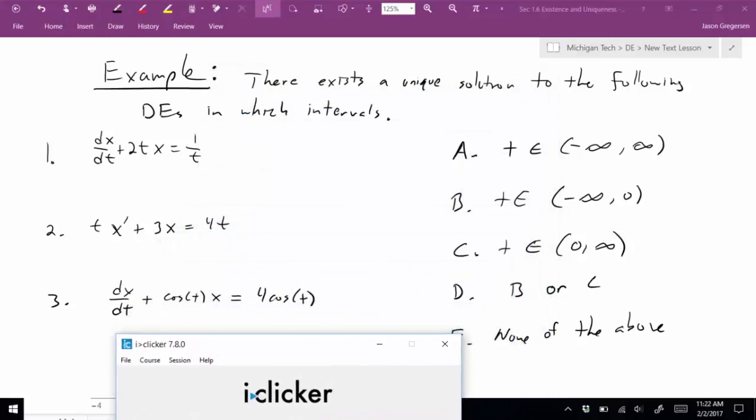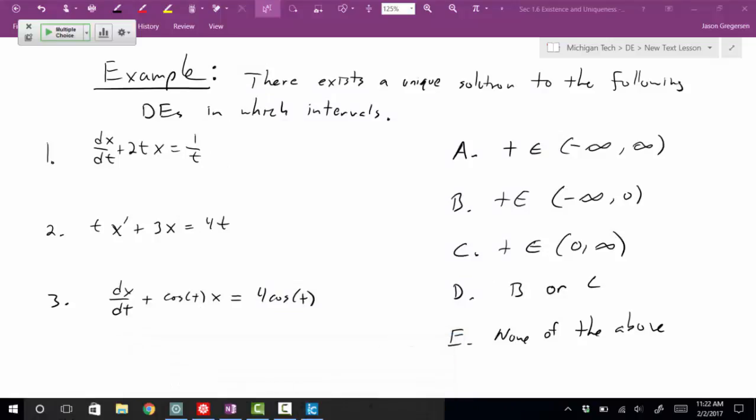All right. So we have a differential equation over there. There exists a unique solution to the following differential equation in which intervals? In which intervals does there exist a unique solution? So we have a differential equation there. It's linear, first order. I have to identify my A of t, identify my f of t, in which intervals where there exists a unique solution.